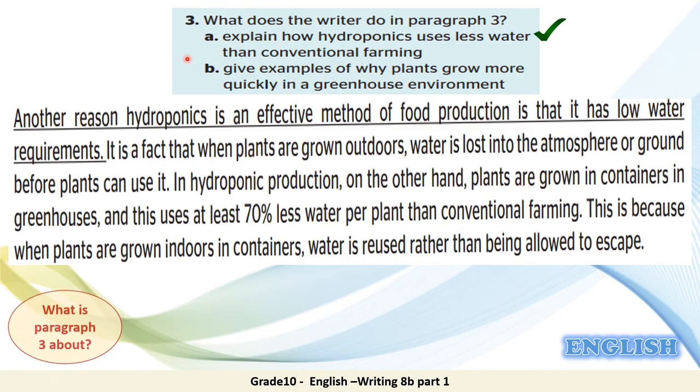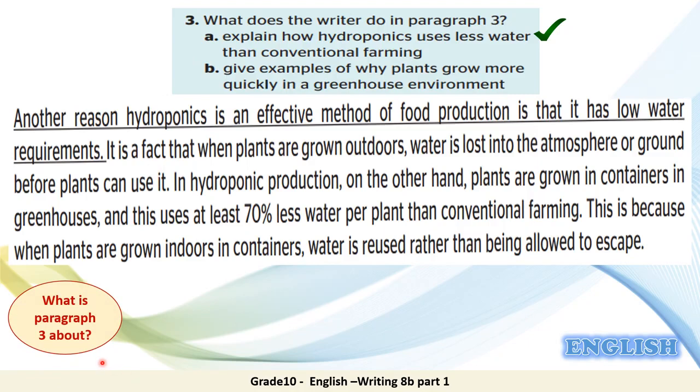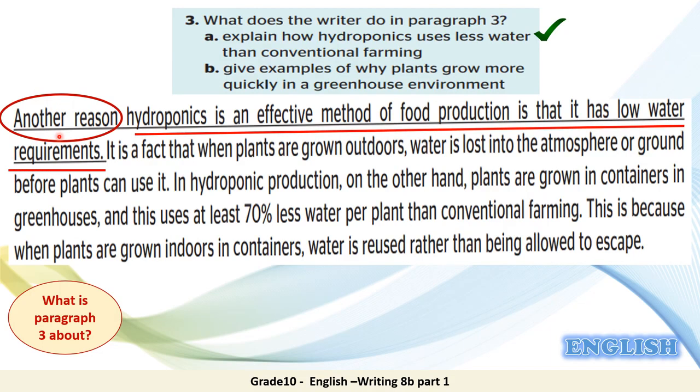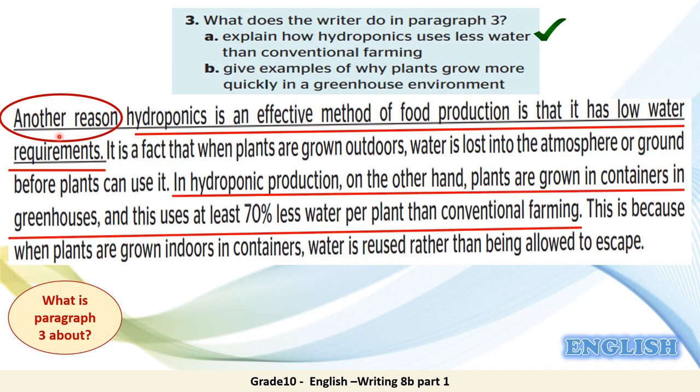We're not done yet. We're going to do the same. What is paragraph 3 about? So I want you to pause and try to figure out what is it about. Let's analyze it together, starting with another reason. In the previous slide, we began with first of all. Now we are listing another reason. Let's look at the underlined sentences and try to figure out what are these sentences about. The answer is they are reasons.